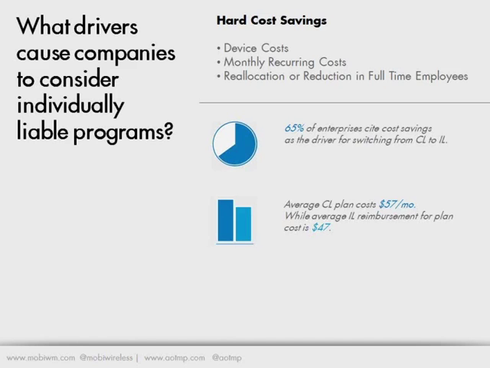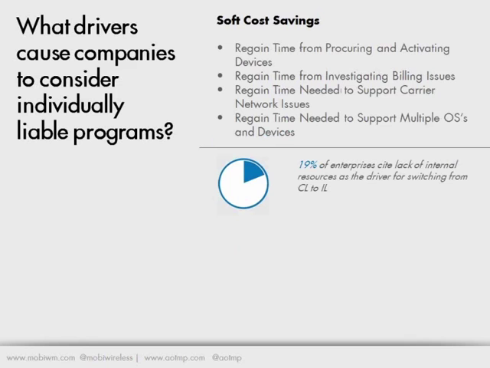One of the other elements that often goes into the decision, one of the drivers, is soft cost savings. There are many different areas and aspects of soft dollar savings. Some organizations have many procurement cycles, activate many devices, and make many changes to plans. That takes time, effort, and energy. There's also this thought that if you have corporate liable plans and you need to support bill payment, investigate billing issues, and identify invoice to contract compliance, that takes people, resources, time, effort, and energy to do that.